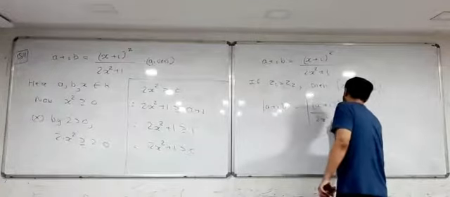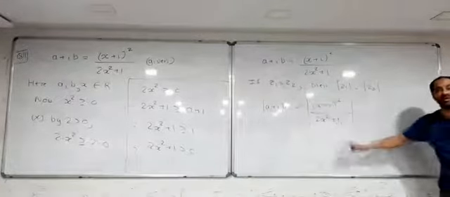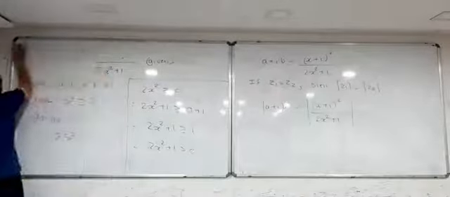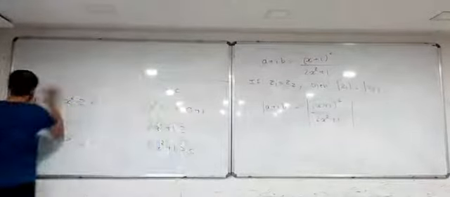Some students will say, sir, 2x square plus 1? Yes, you can think of this as the complex number 2x square plus 1 plus 0i. Now, what is the magnitude of a plus ib? Root of a square plus b square. Fair enough, left to right. So that is not a big issue.